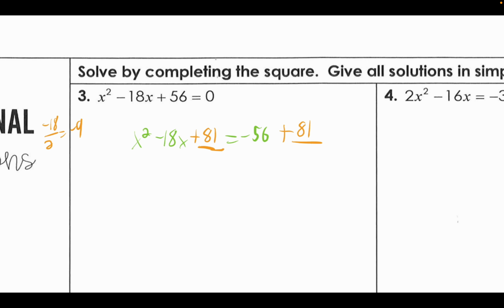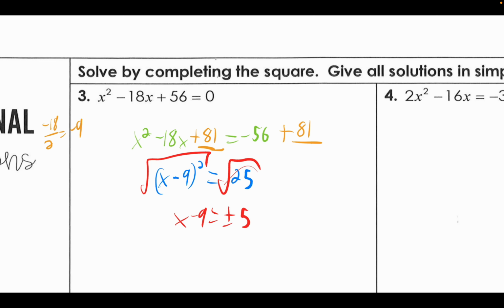Now I know the next step is going to factor as x, the variable, and half of b, which is negative 9 in this case. You have to be careful here, matching this sign with this sign, because half of negative 18 is negative 9, equals 25, as we combine negative 56 and 81. And then we will go ahead and square root both sides here. And we'll get x minus 9 equals positive or negative 5.